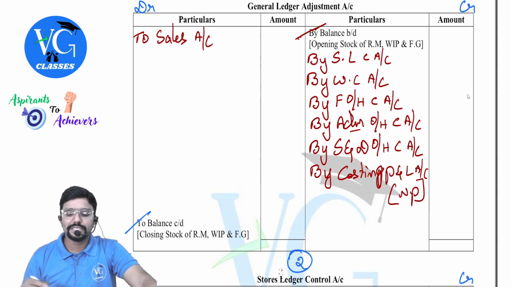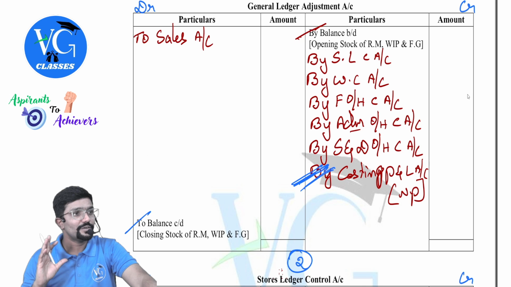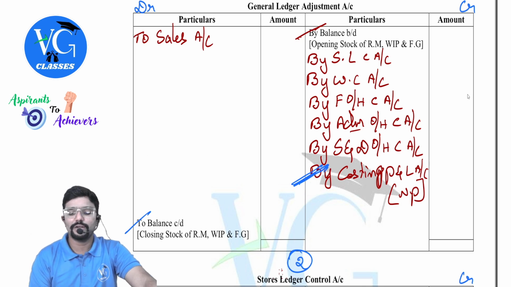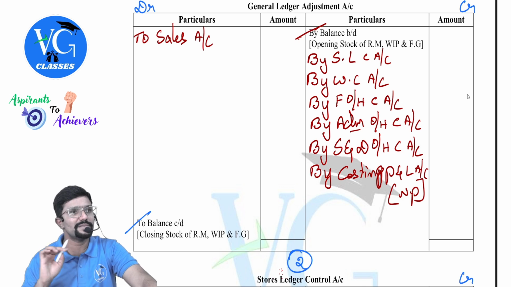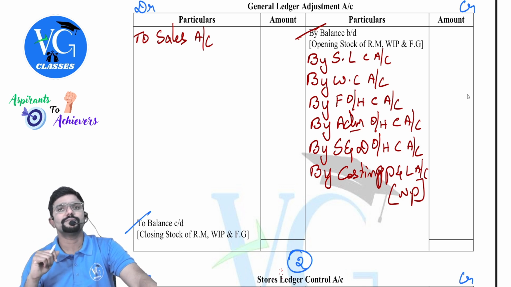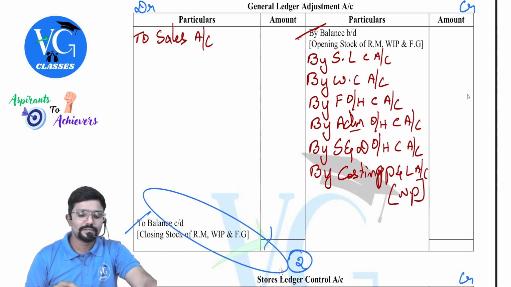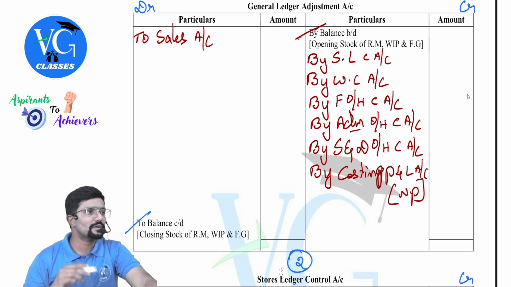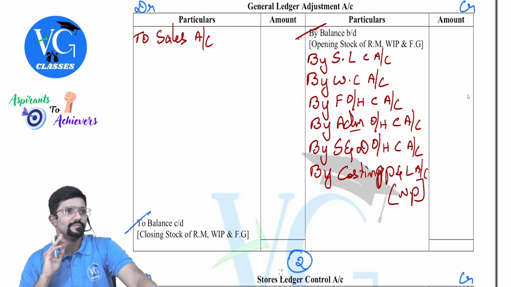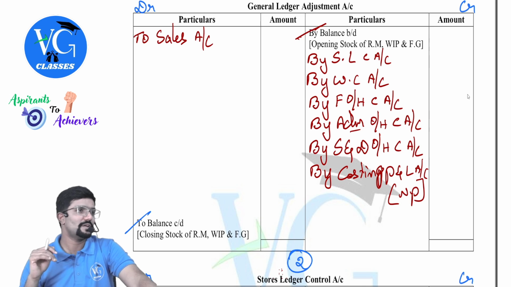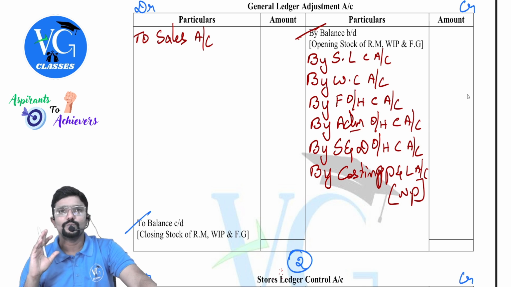Guys, please be careful, especially with this. Students may miss out this part: transferring the net profit from costing P&L to where? To general ledger. That will not be the balancing figure, but students normally miss out that transfer at the end. Normally this would be the balancing figure, or else you can just add up all the closing stock of raw material, WIP and finished goods and bring it here, and check whether debit and credit are matching. If it is matching, you're absolutely right.